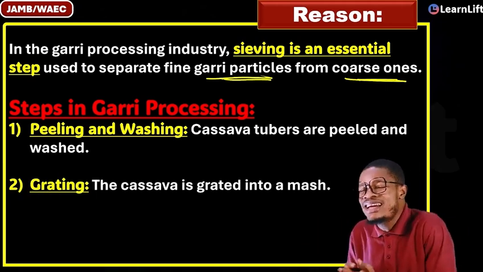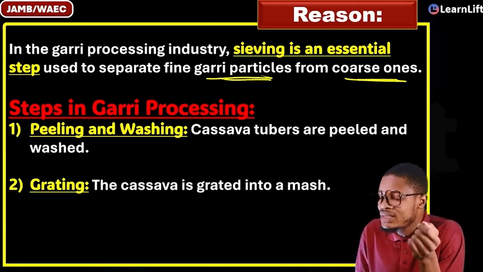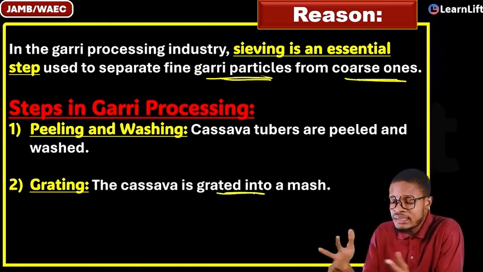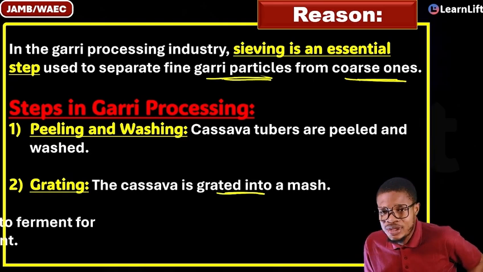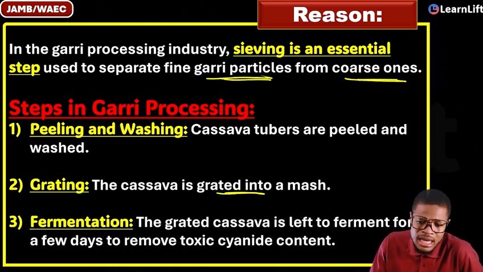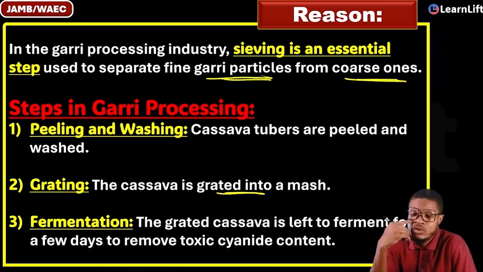Step 2 is grating, right? What happens in the grating? The cassava is grated into what? Mesh, right? Where they will mesh them. Are you getting it now? And then the next is fermentation. You need to allow it to undergo fermentation. Are you getting it? Why are you allowing cassava to undergo fermentation?